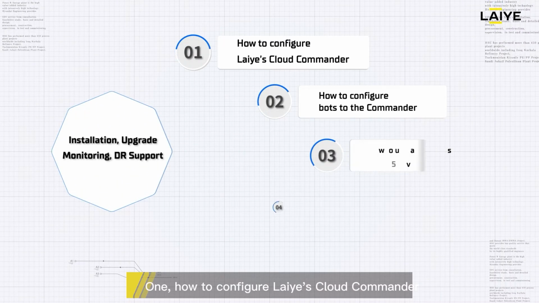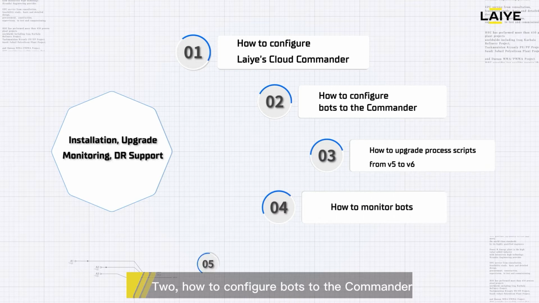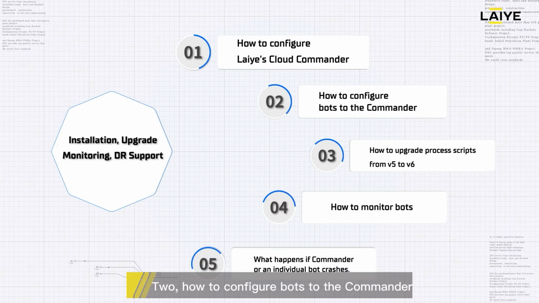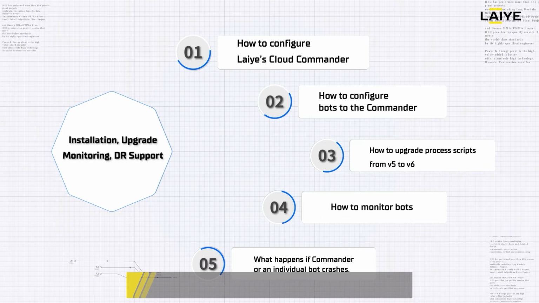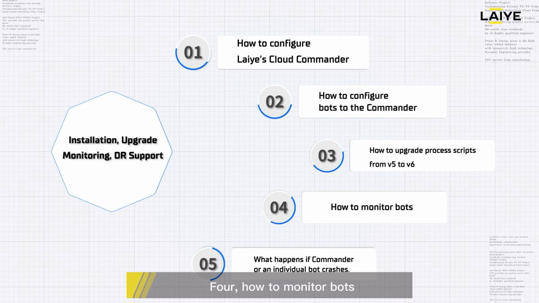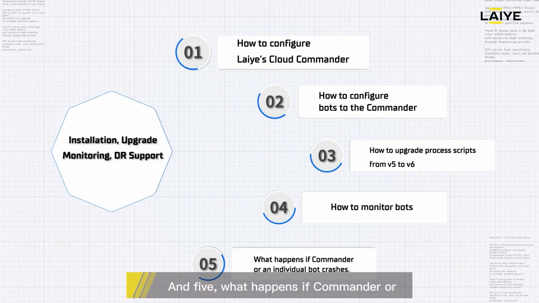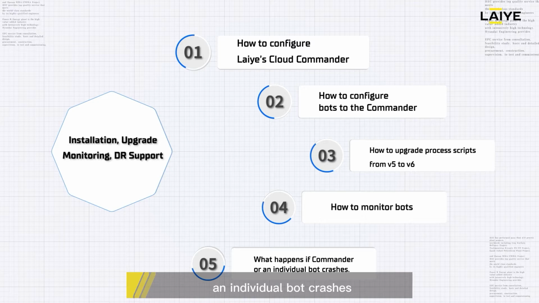How to configure Laie's Cloud Commander, 2. How to configure bots to the commander, 3. How to upgrade process scripts from version 5 to version 6, 4. How to monitor bots, and 5. What happens if commander or an individual bot crashes.